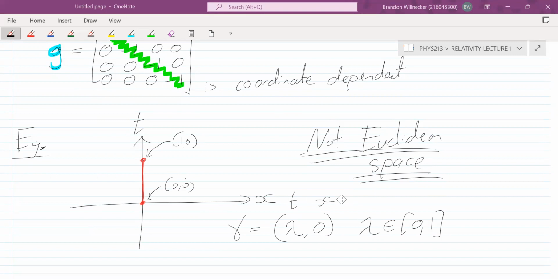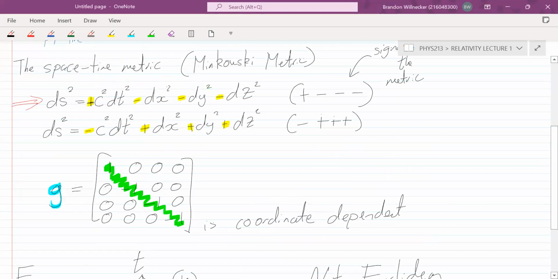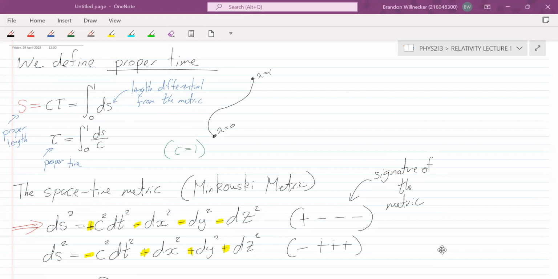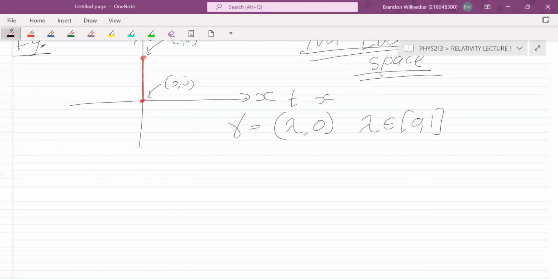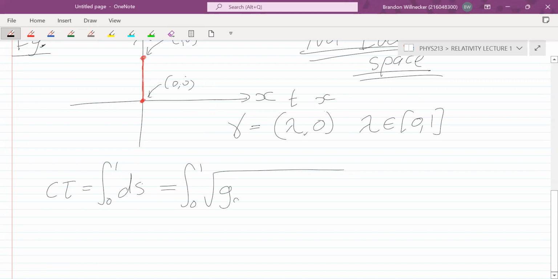Now, we would like to know what is the proper time for this world line, or what is the length of this world line. To do that, we need to use this definition: c times the proper time is equal to the integral from 0 to 1 of ds. I'm going to leave this little derivation for homework, but we can write this as the integral from 0 to 1 of the square root of g_AB, that's our metric, where AB tells us we're looking at the AB entry. A is the row, B is the column, with g being our matrix. Then it's going to be gamma dot A, gamma dot B.